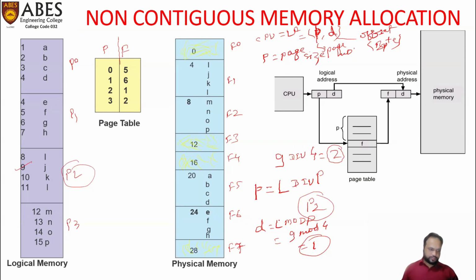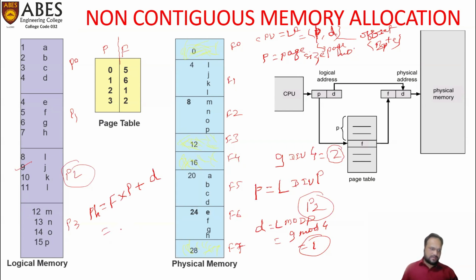Now, to calculate the physical address, meaning where it is located inside the main memory, what is the formula for that? Let's suppose the physical address is represented by PH. It is calculated by the frame size multiplied by page size, plus small d.